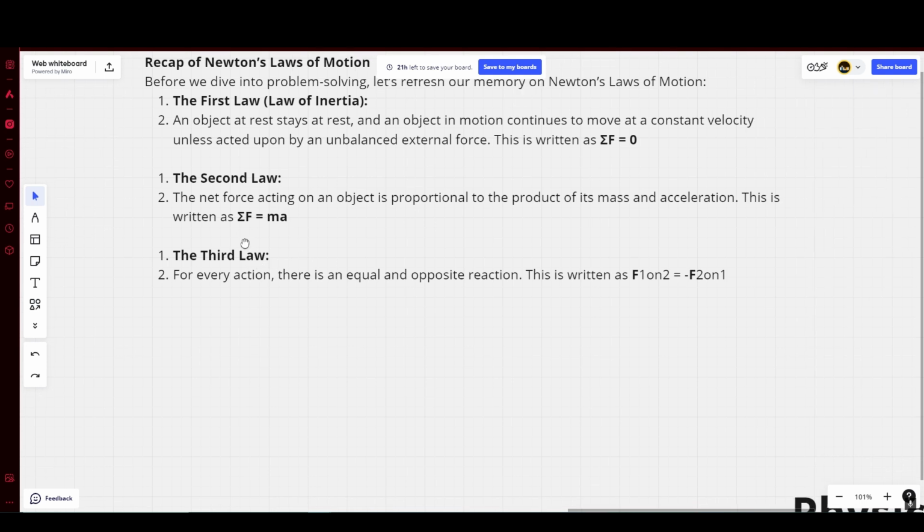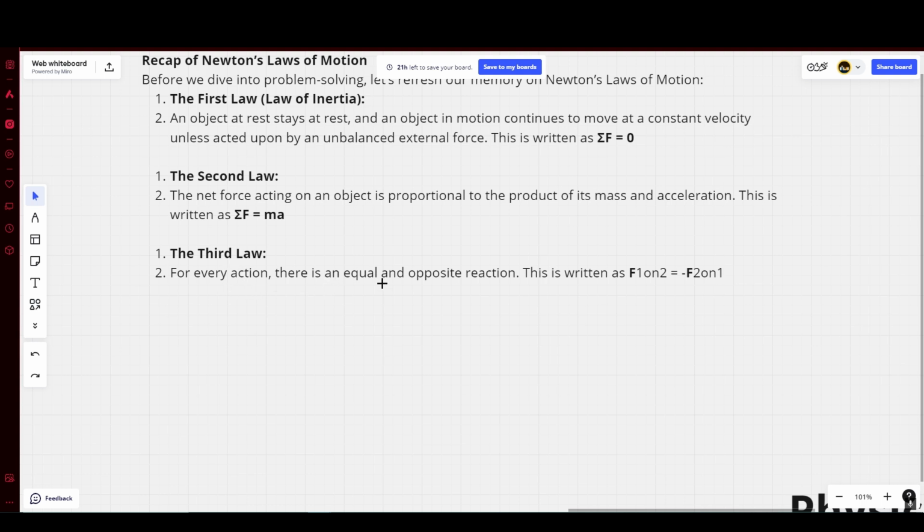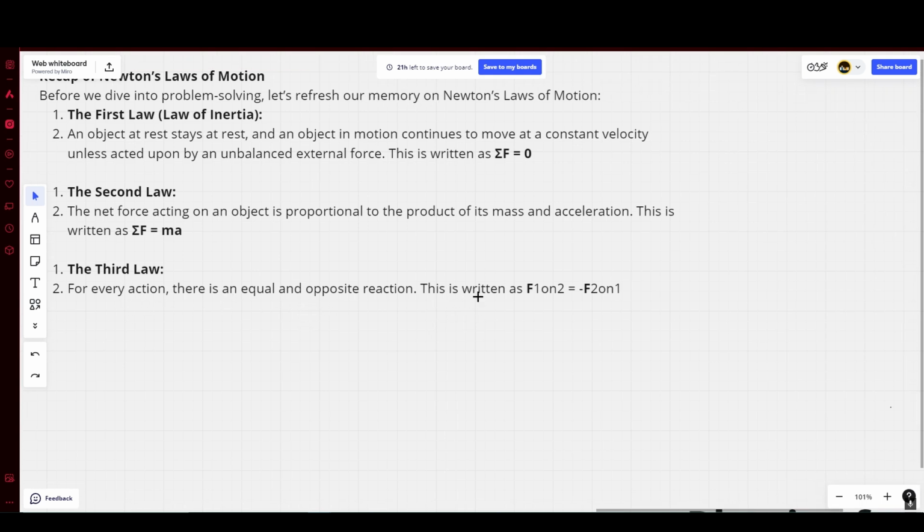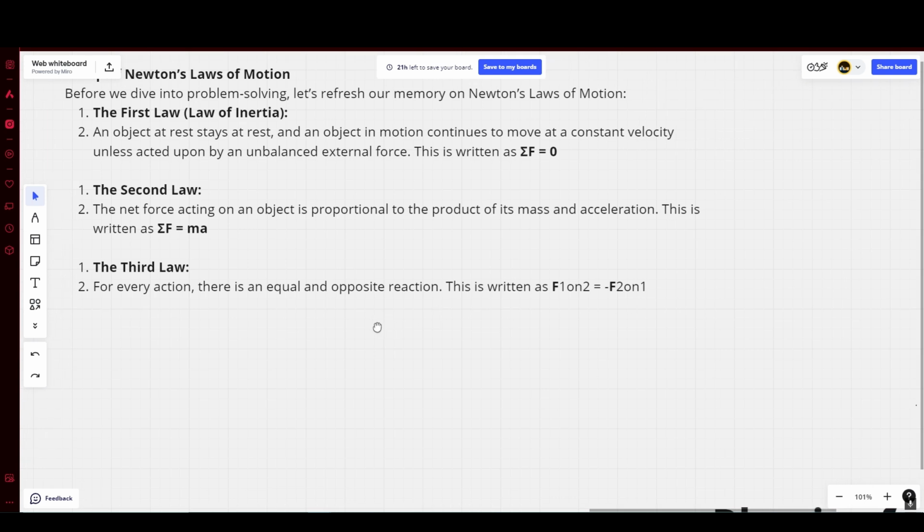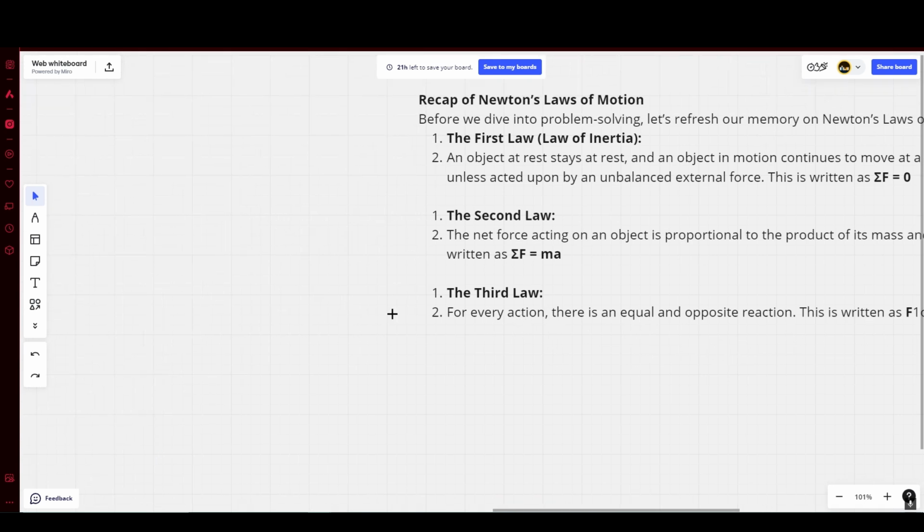And the third law states that for every action, there's an equal and opposite reaction. This is written as the force that object 1 exerts on object 2 is equal to negative the force that object 2 exerts on object 1. And I'll state what this negative means later on. So let's just get right into the first problem.